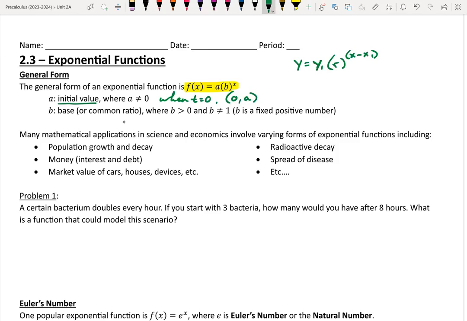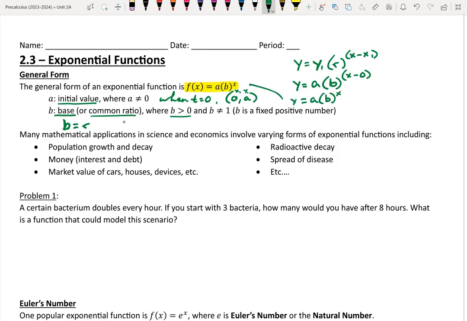Now we're also told that b is going to be our base or common ratio, which is going to be a fixed positive number. So we want b to be greater than 1 but not equal to 1. So in this case, b is the value of r, the common ratio that we've been using. So if we pull that information, our x1, y1 here, and our common ratio r, then we would have y equals, y1 is a, our common ratio is b, and then we have x minus 0, which really is just a times b to the x.